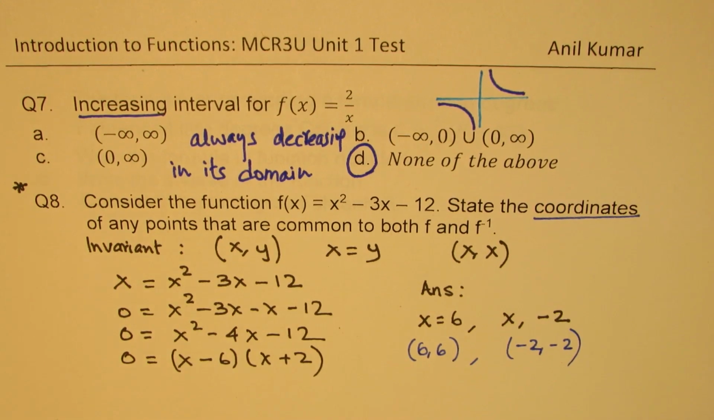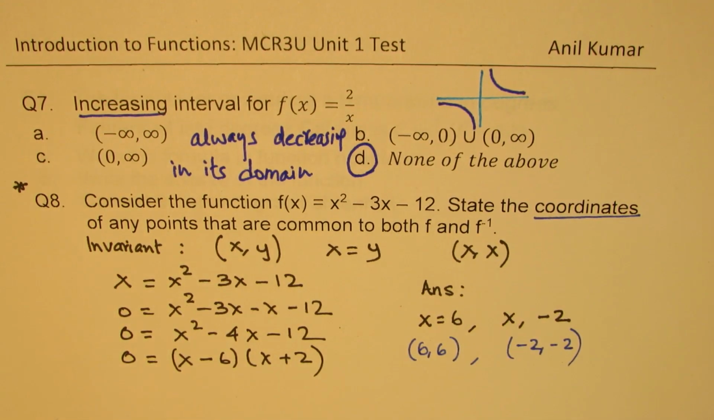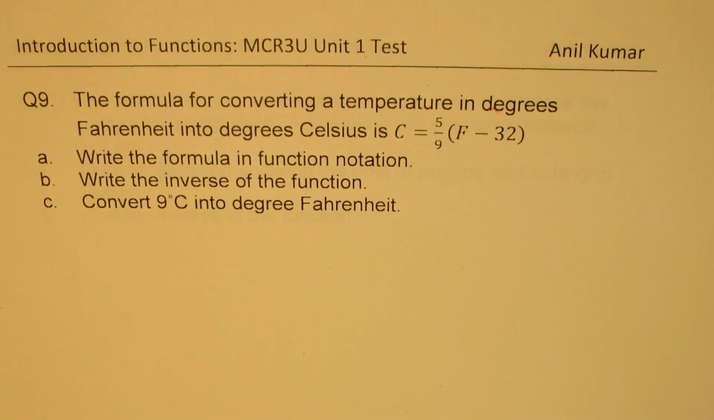Does it make sense to you? So invariant points, when we are talking about function and its inverse, are the ones where both x and y coordinates are same. So this is the method of doing it. So I hope it is absolutely clear, right? Now we'll get into some application questions.